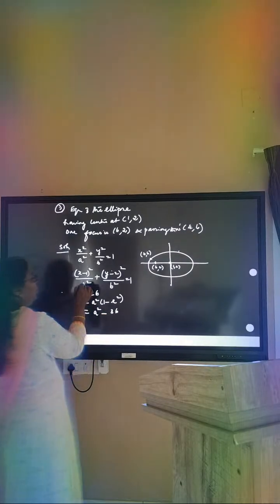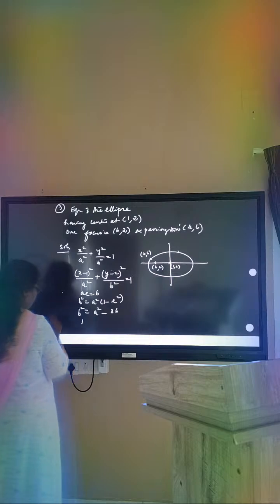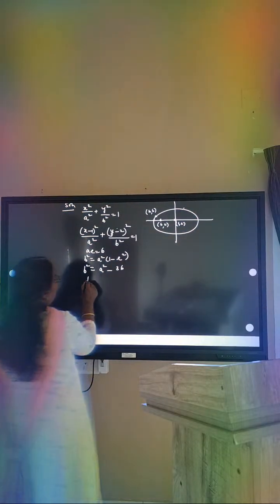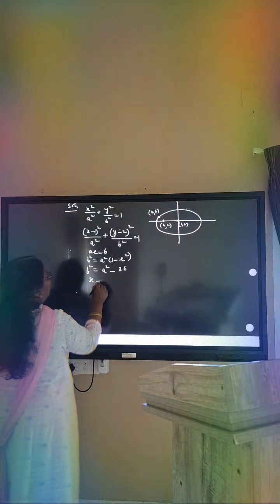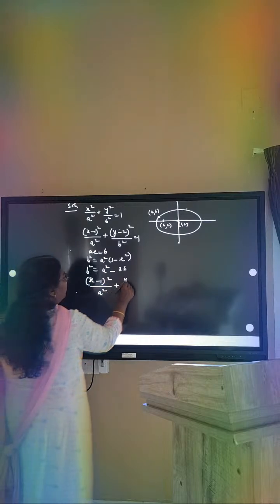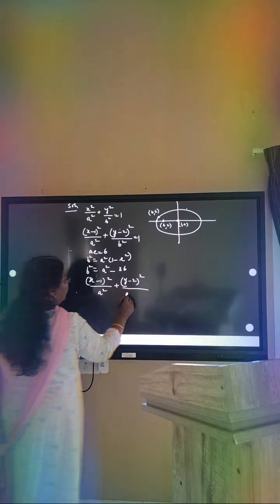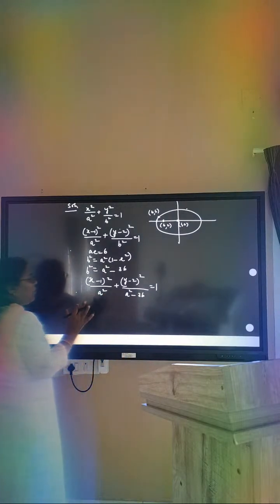So now in the equation of the ellipse, what is the equation of the ellipse? The equation of the ellipse is x minus 1 the whole square divided by a square, and then y minus 2 the whole square by b square. Now for b square you can substitute a square minus 36, is equal to 1, okay? So you can replace it like this.